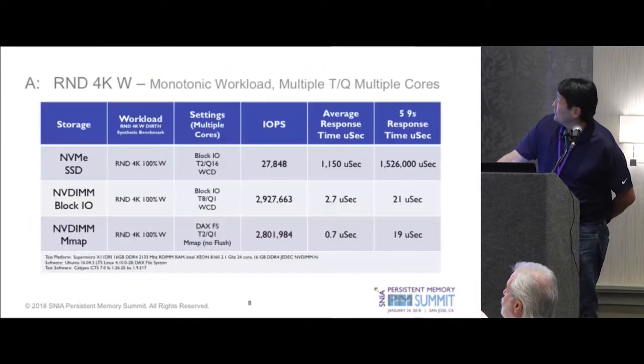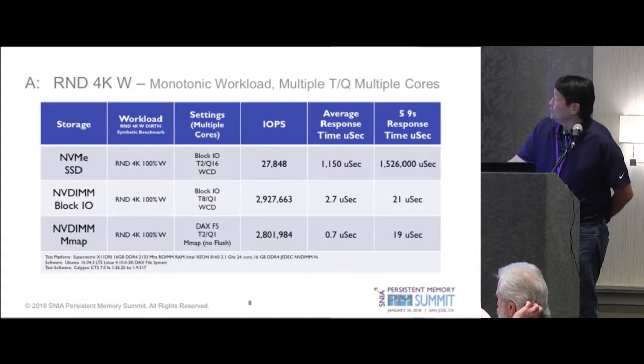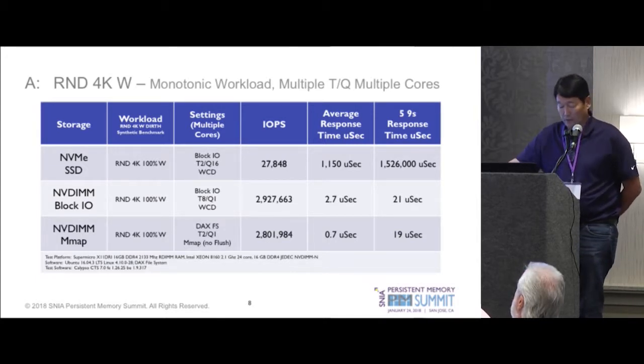So the results. What you can see here is, the NVMe SSD is at the top. The NVDIMM block I/O is second. And the NVDIMM memmap is third. That order will be maintained through all the slides. The workload is just represented here, single stream, random 4K writes.